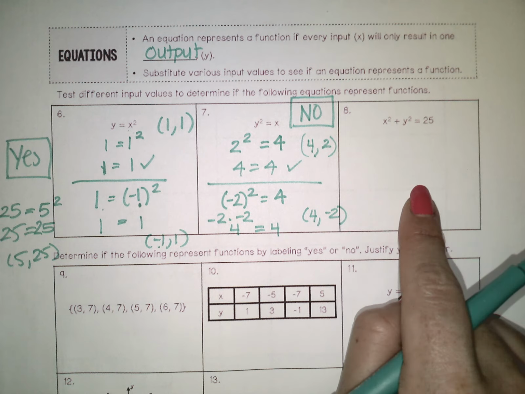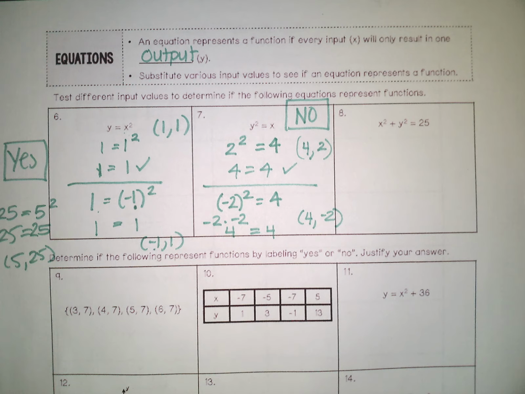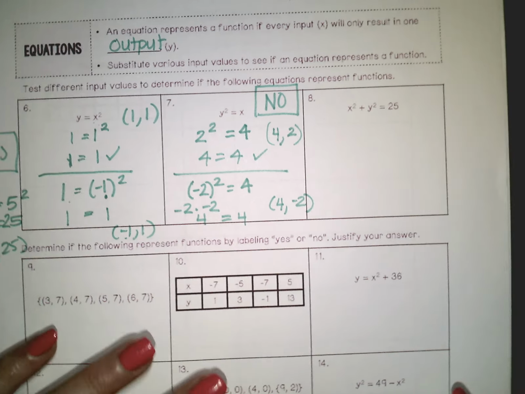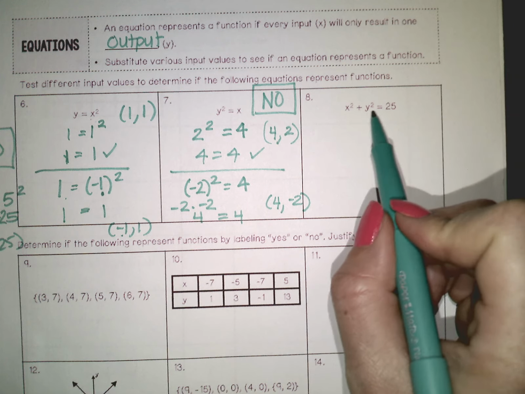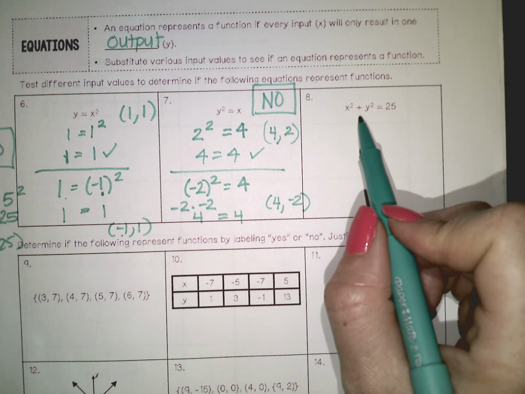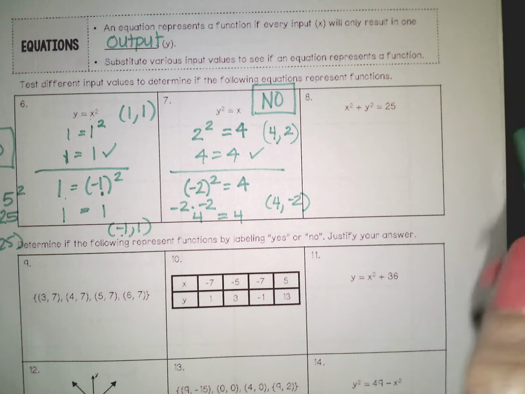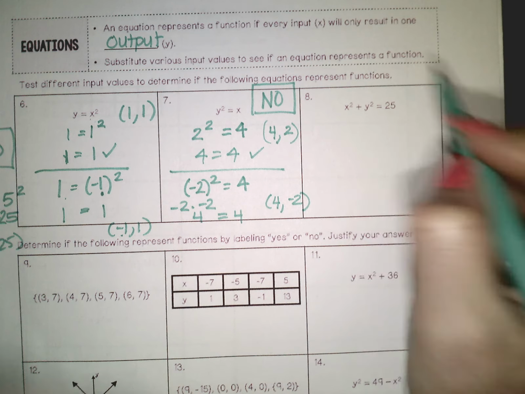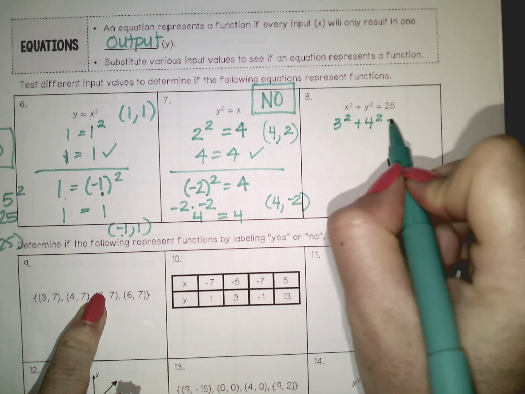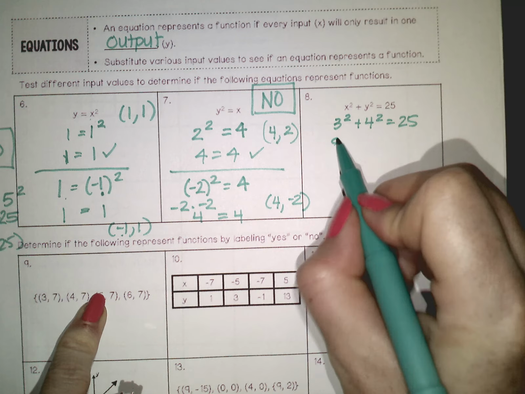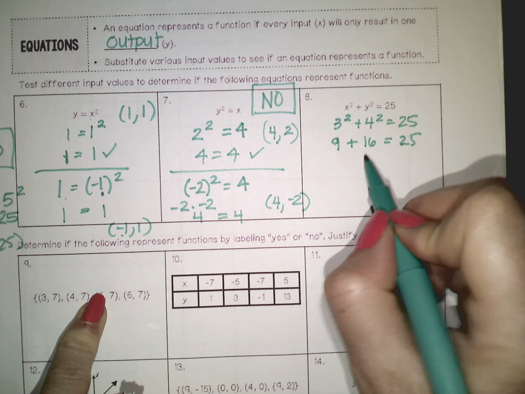The last example here: x squared plus y squared equals 25. This one kind of looks tricky, but what I want to explain first is how we could square numbers and add the sum to give me 25. The numbers that work to add up to 25 are 3 squared plus 4 squared. So 3 squared is 9. 3 times 3 is 9. 4 squared is 16. 9 plus 16 is 25.